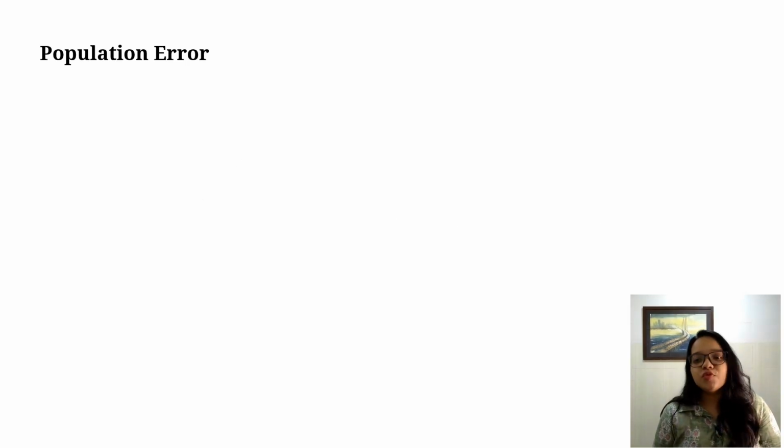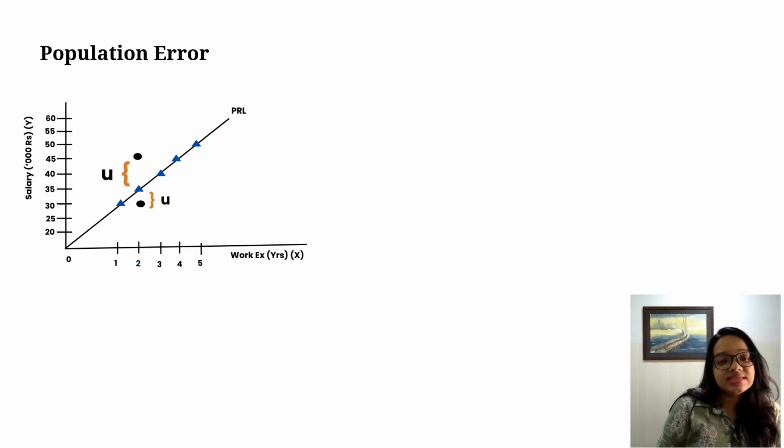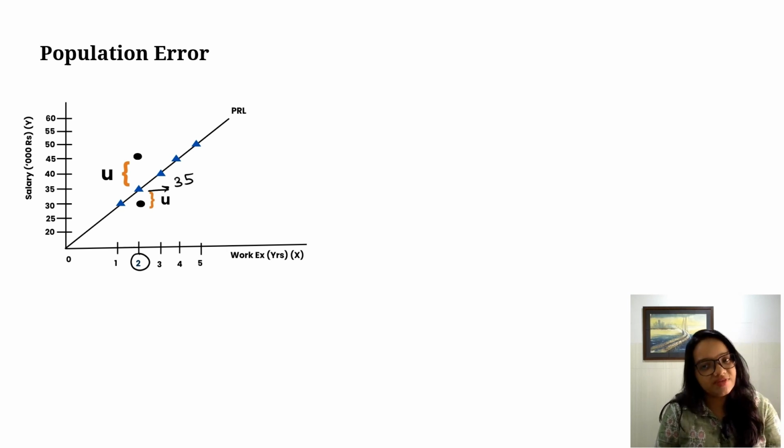I am sure a lot of you are wondering that even though the expected salary for given years of work experience is known, then why do some people get more than the expected salary and some people get less than the expected salary? Let's take this example. Let's look at 2 years of work experience. Now we know that the expected salary for 2 years of work experience is 35,000.